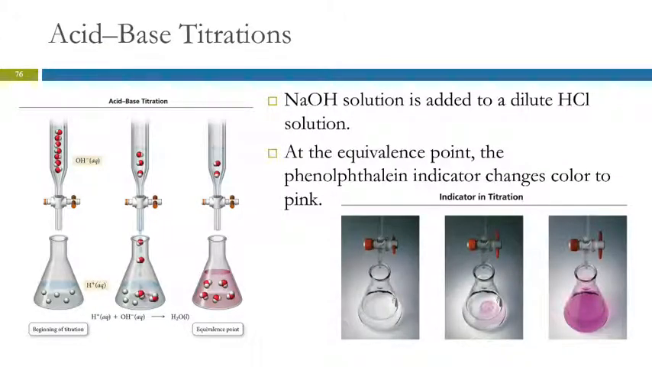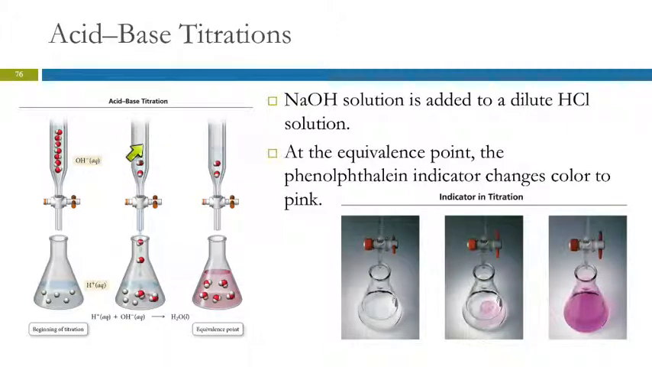So here we have actual pictures and diagrams, drawings. Here we're using sodium hydroxide to find the concentration of a hydrochloric acid solution. So in the flask we have our acid, and we're only showing the hydrogen ions because the chloride ions are spectators. So here's the hydrogen ions, and in our burette we have a sodium hydroxide solution. The sodium ions are also spectators, so we're not drawing them. So we have these hydroxide ions.